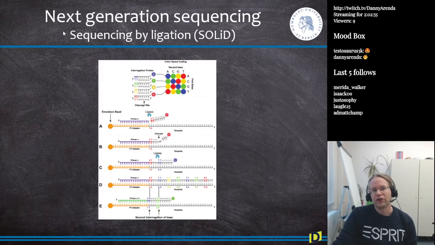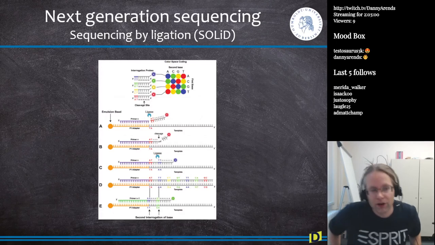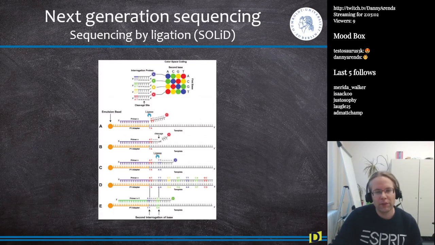All right, next one, sequencing by ligation. Sequencing by ligation is also something that I have not ever done, but it is again very similar. You have interrogation probes, and these probes have different colors on the end. So you have a probe which is, for example, TT, and the TT probe is colored blue. You see that you have the first and the second base pair. Those are the base pairs that are introduced into the DNA, that are ligated to the DNA.